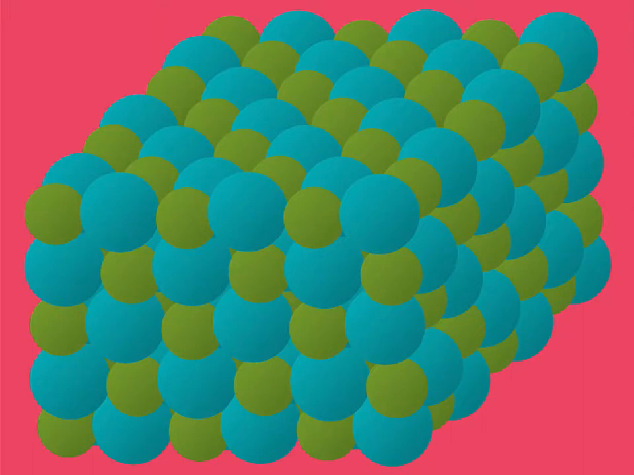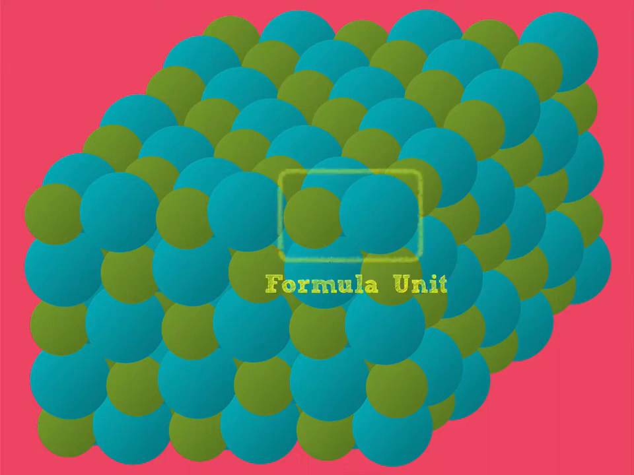Here's the reality for ionic bonds. If we want to talk about the simplest theoretical bond, it's correct to call it a formula unit. So here's a formula unit of lithium fluoride. It has 1 lithium atom for every 1 fluorine atom. But not all ionic compounds are the same.